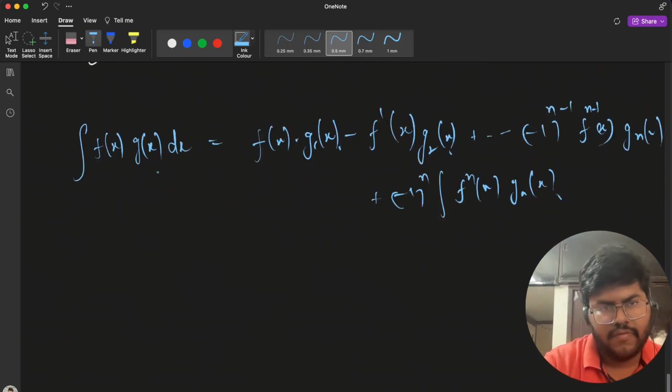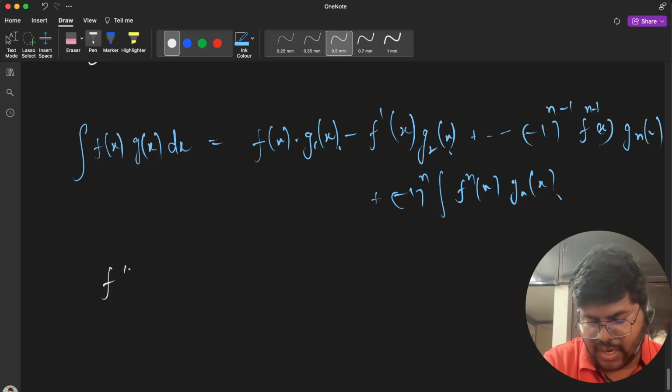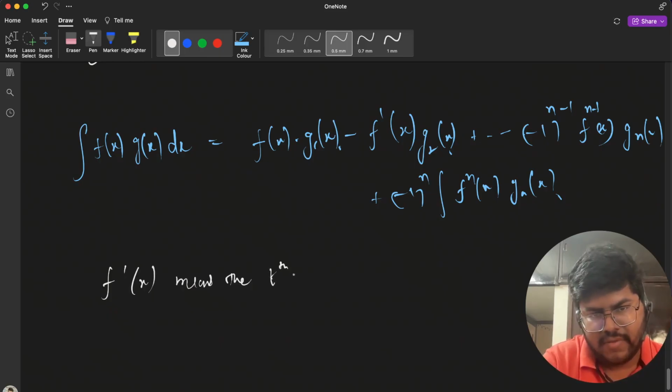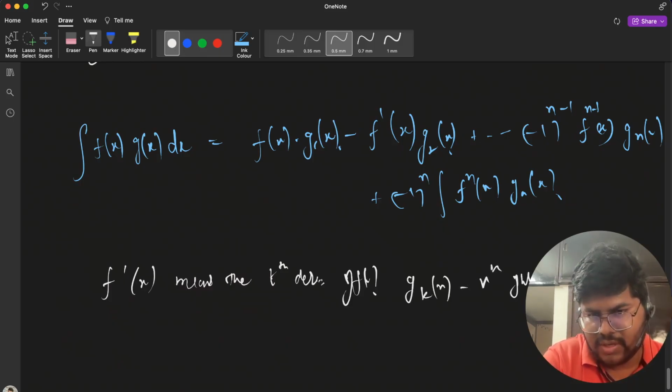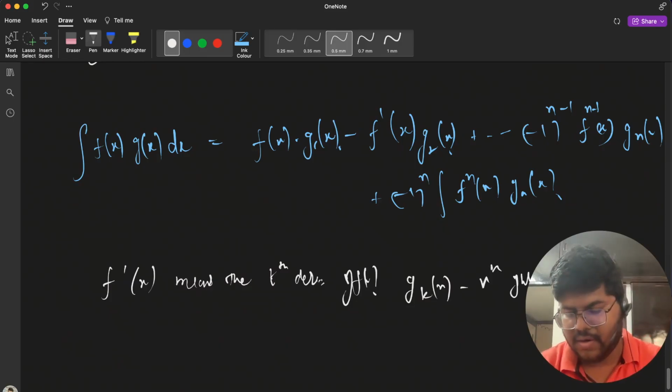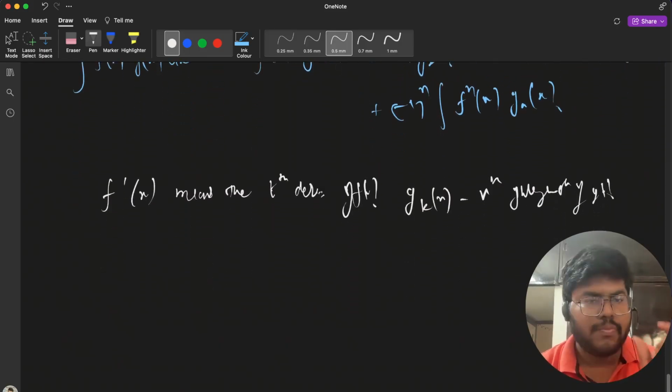If we understand the formula, this means that f t(x) means the tth derivative of f(x), and g k(x) means the kth integration of g(x), right? So please make a note.